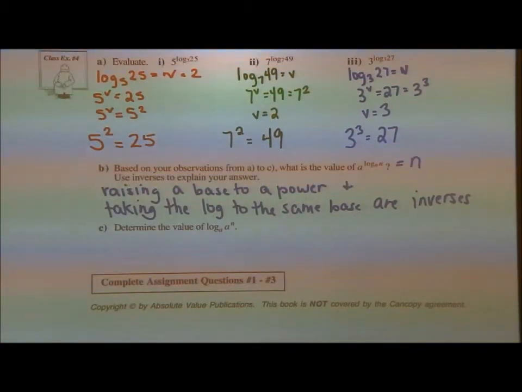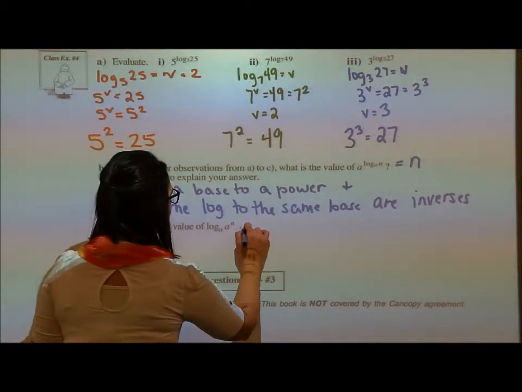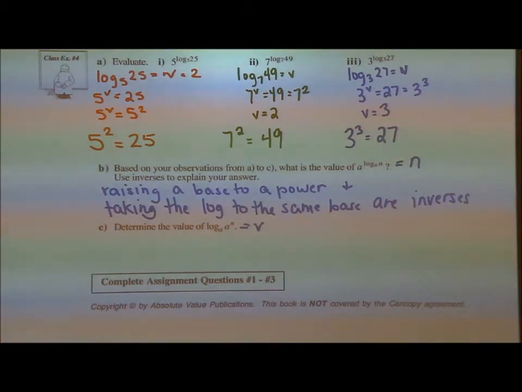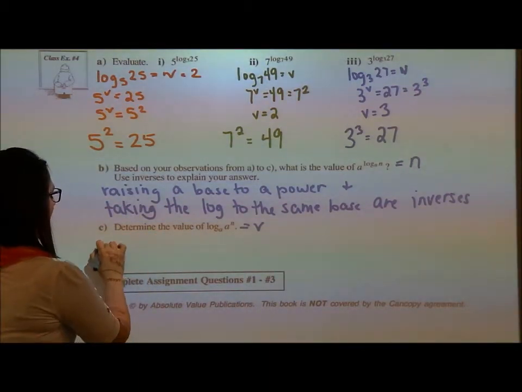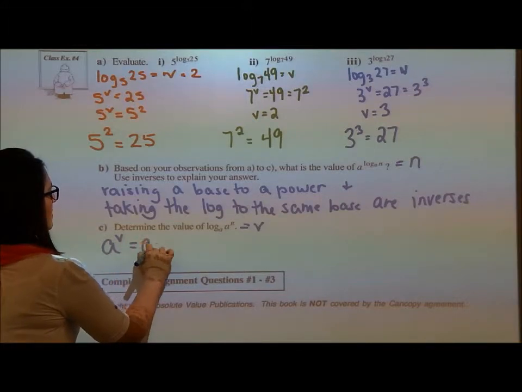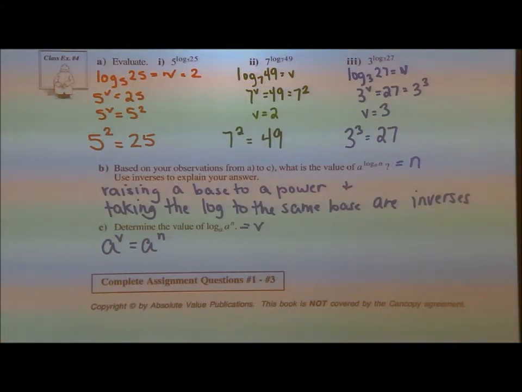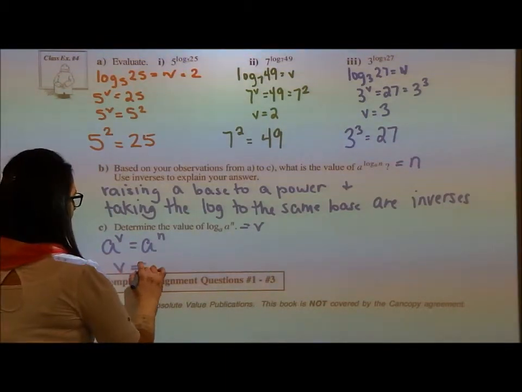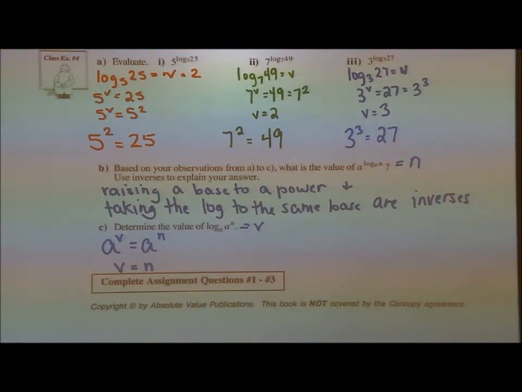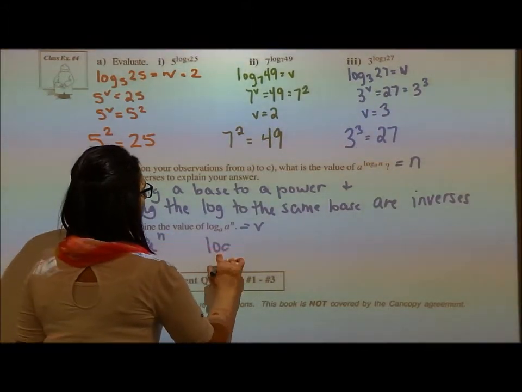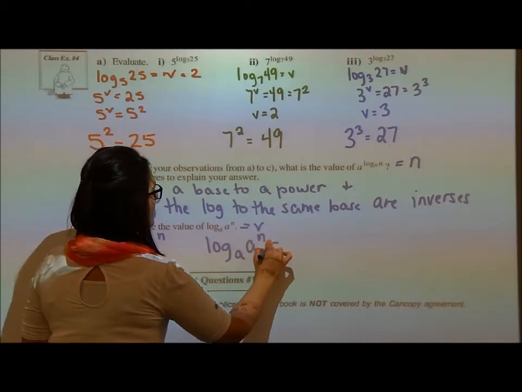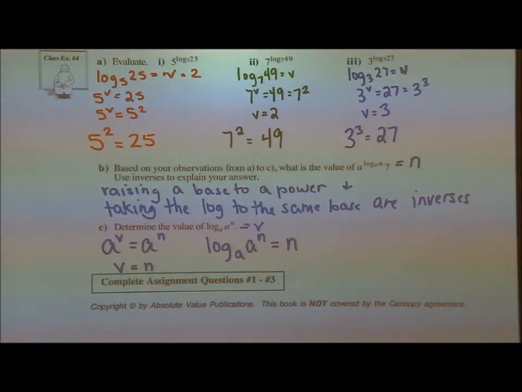So then if I look at the last one, it says determine the value of log base a of a to the power of n. So if I let this be equal to v, like I did before, what I now have is a to the power of v will equal a to the power of n, which then means that v would be equal to n. So if I rewrite this statement, I have log base a of a to the power of n becomes equal to n.